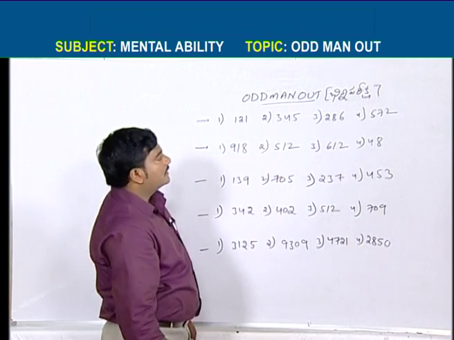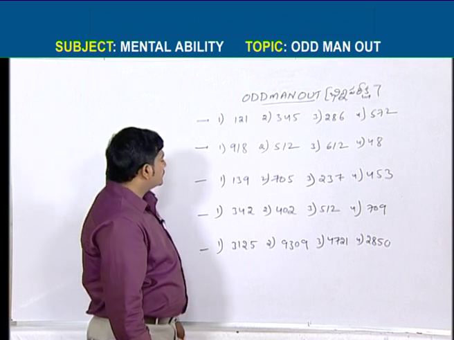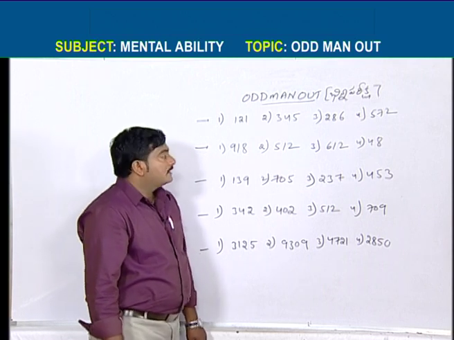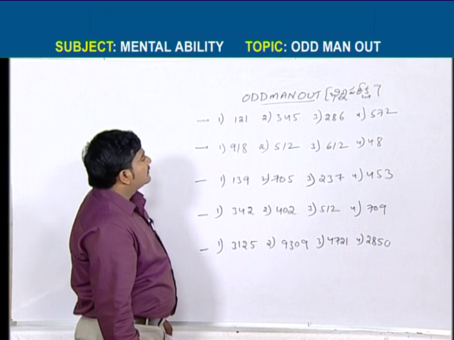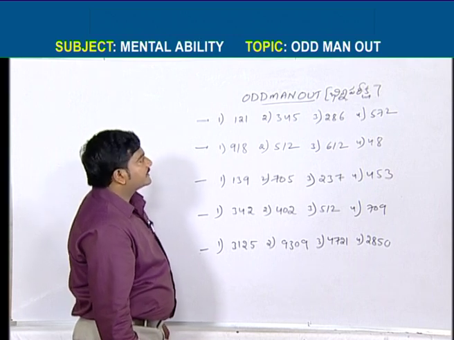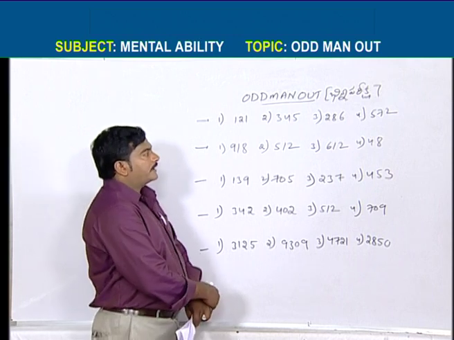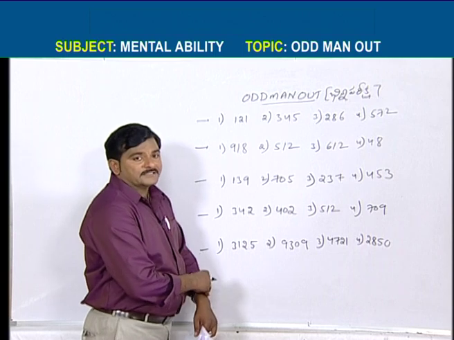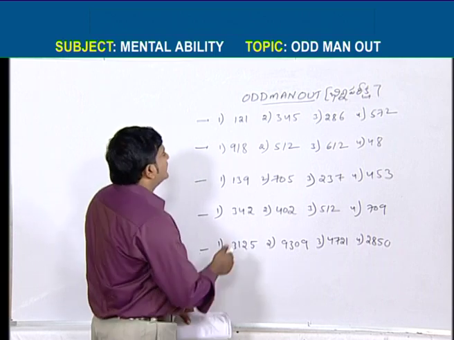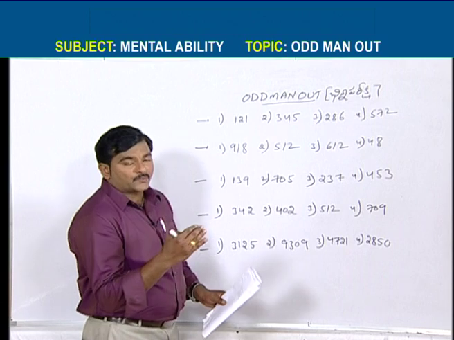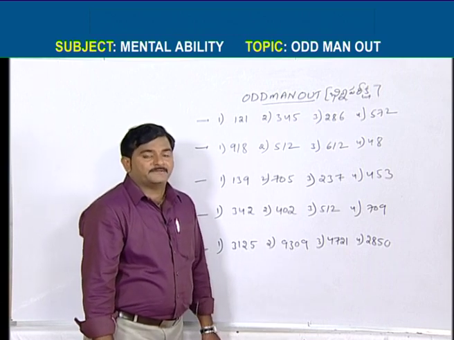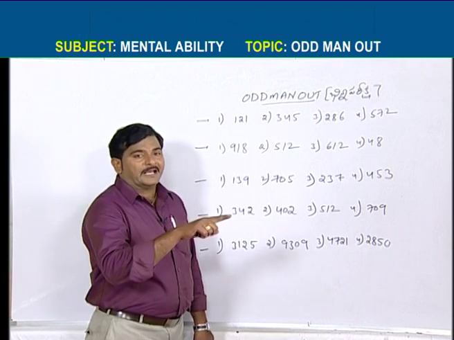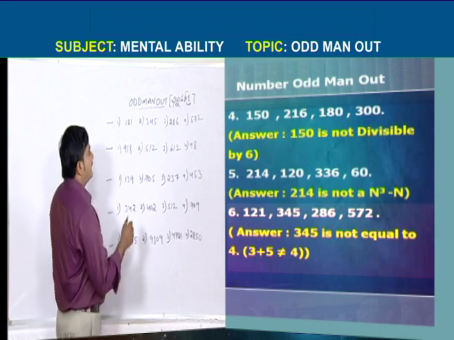2850. So now we will discuss these questions once again. Okay. See the first question. Observe here. 121, 345, 286, 572. It is very clear. Add every two extremes. What does it mean? Add end numbers, all end numbers.